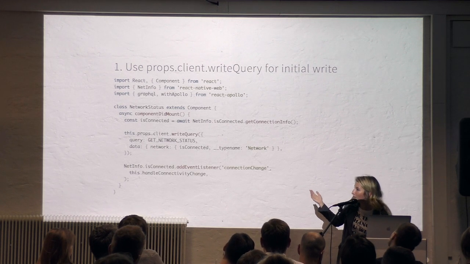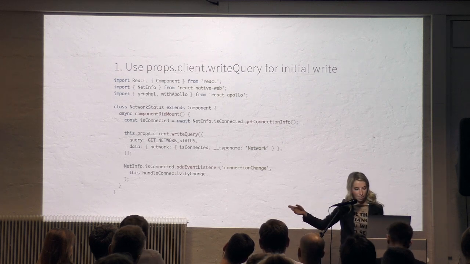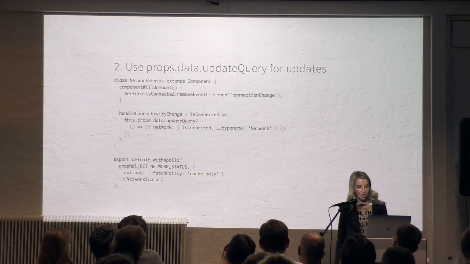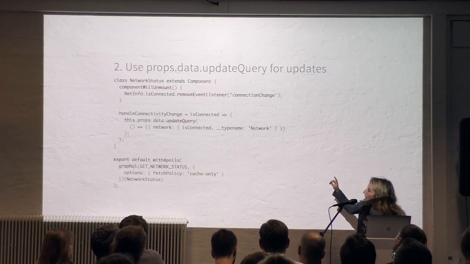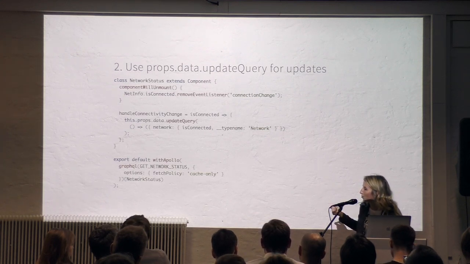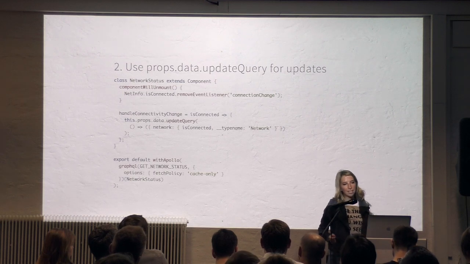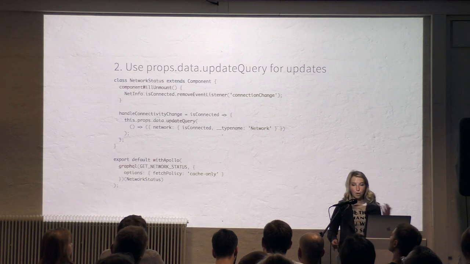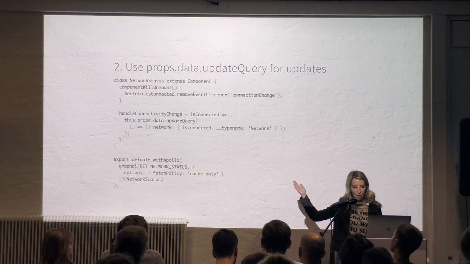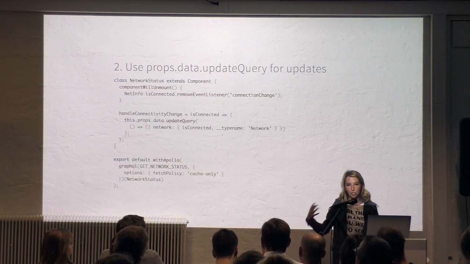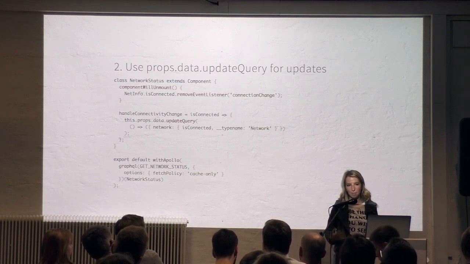When the connection changes, we have this event listener, and it's then going to call a function. In this function, handle connectivity changes, we're going to update our query. All we have to do there is pass some sort of updater function, which will then update the data in the store. I think this feels a bit clunky. We have two higher order components in order to get the functionality that we need, and it only works by passing in queries. This actually doesn't work by passing in mutations. Ideally, we want to be able to use queries and mutations together as a more natural way to update and query the store.